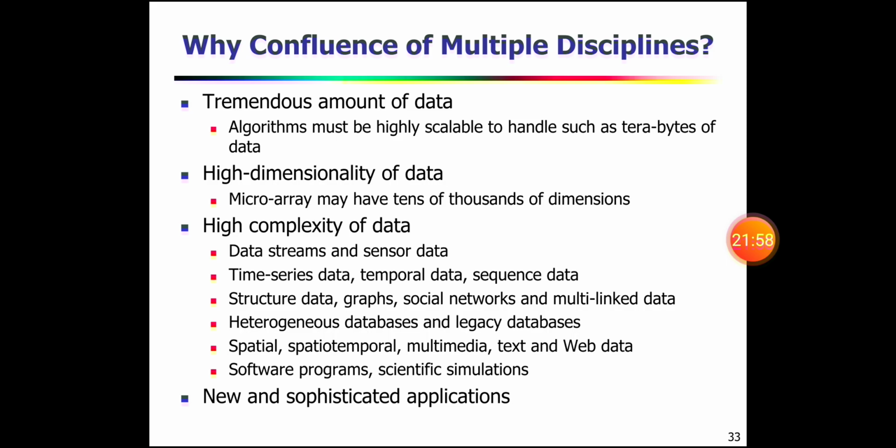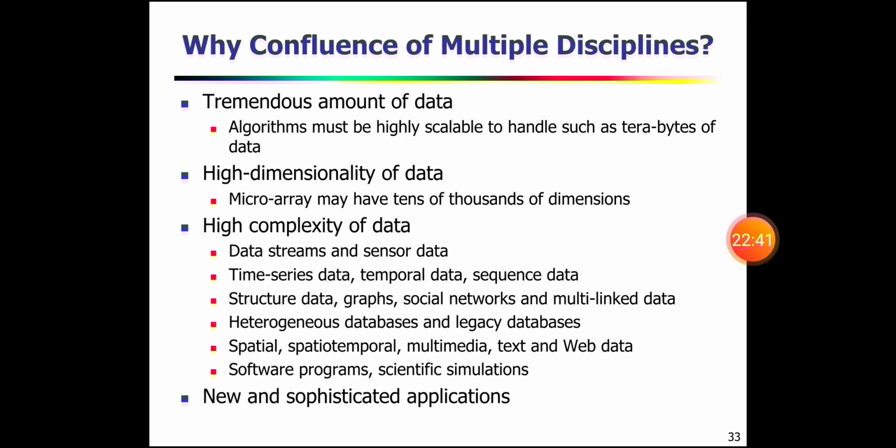And spatial, very well, space related data. And spatio-temporal, you can take some country will have some boundaries. It's space related boundaries. But when you have directions, with these directions you will be able to identify a particular country. Multimedia data is audio and video, and text data, and web data. Likewise, software programs, scientific simulation. When you do some simulation, you will be able to get a lot of complex data.